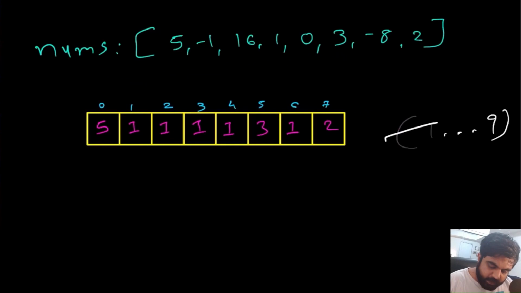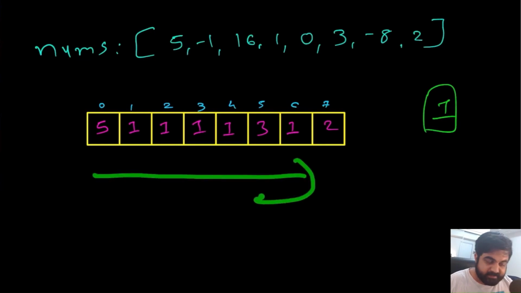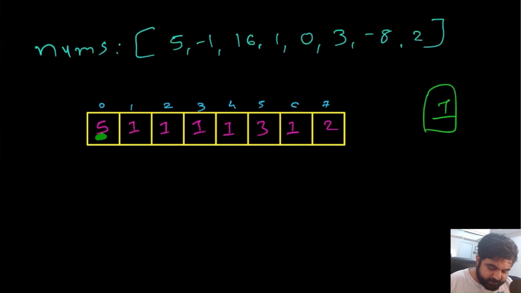Okay. Now we are going to do things in a little bit interesting way. What we are going to do is, since we already know that 1 is present, we are not worried about value 1. We are simply going to iterate over these values, and whenever we find a value that is not 1, say for example, we find this value 5.